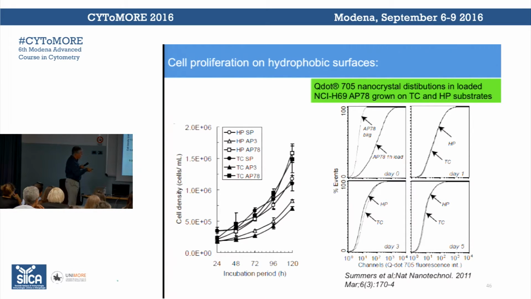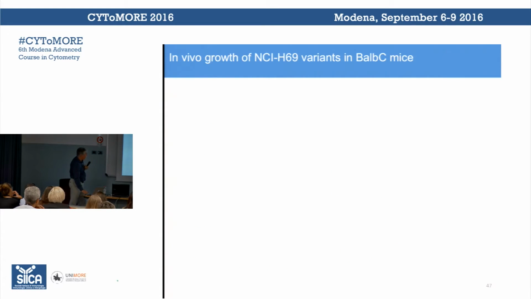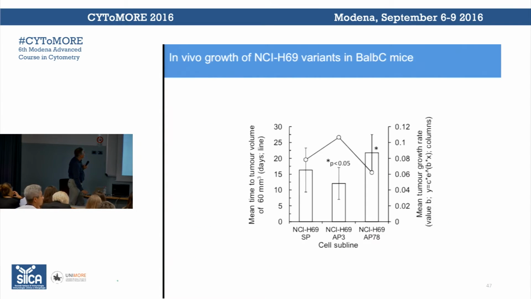And you can track this by Q-dot analysis, where you're looking for the distribution of Q-dots within a population over time. And it doesn't matter if these cells are on a hydrophobic, a 3D system, or a flat system, it's the same. So in other words, the 3D structure of the community is dominated by proliferation and not adhesion. And that's also seen in vivo if you put these cells into mice.